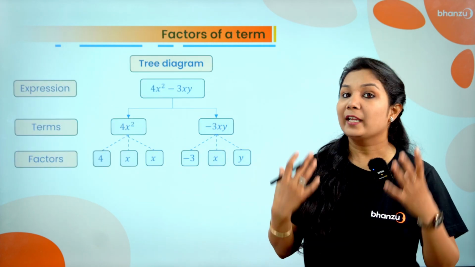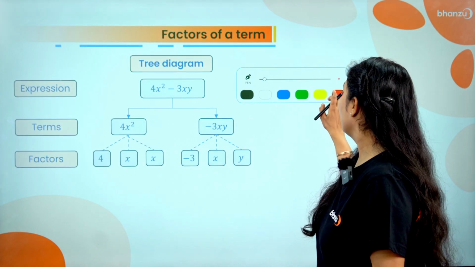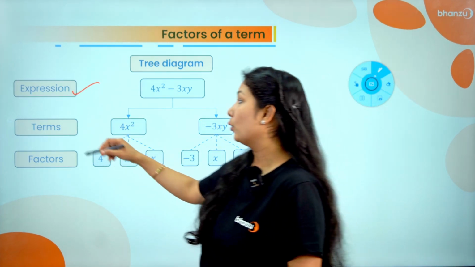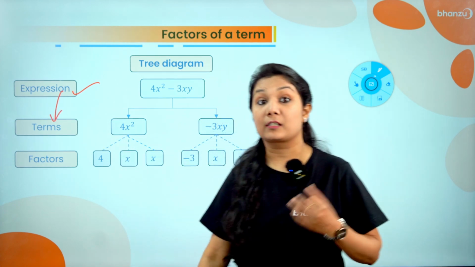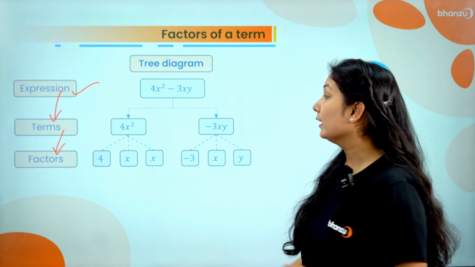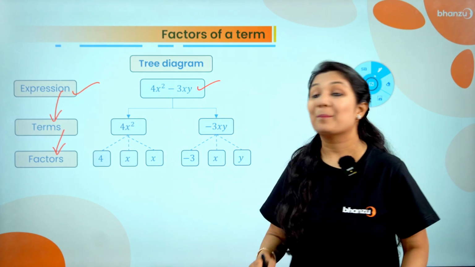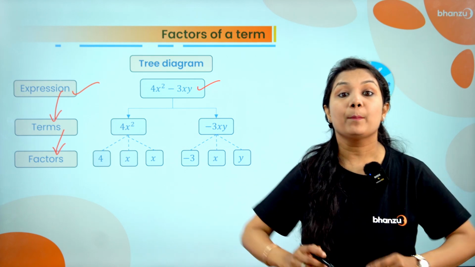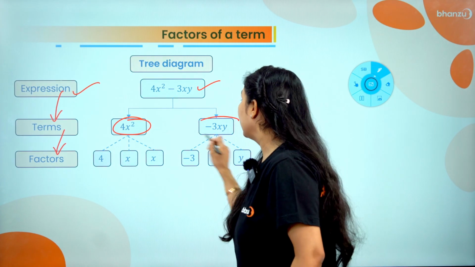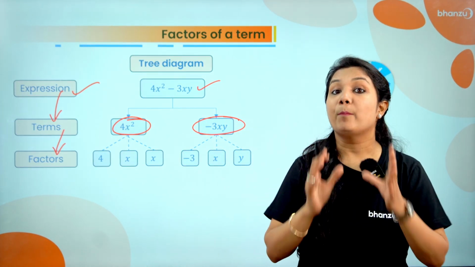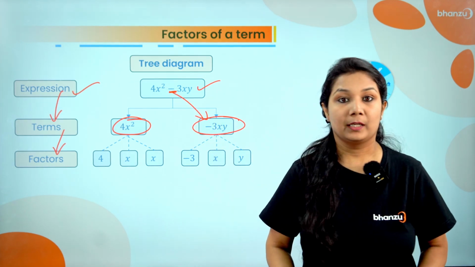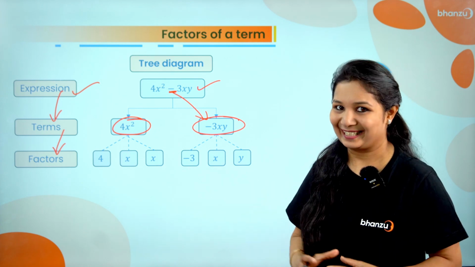Here we have a tree diagram for you where we have the expression, and then we are going to see how the expression gets its terms and how the terms are made up of their factors. Here the expression is 4x square minus 3xy. It's made up of two different terms. What are they? 4x square and minus 3xy. The important thing to notice over here is that minus is carried with the term. You cannot leave the minus sign.